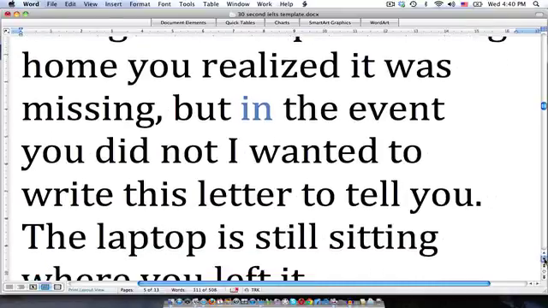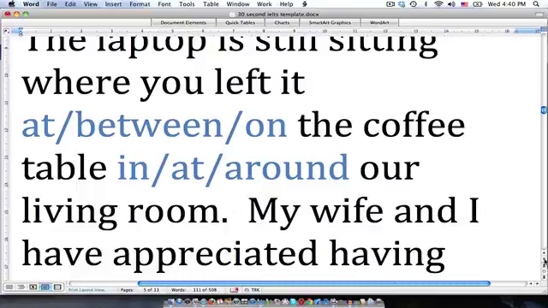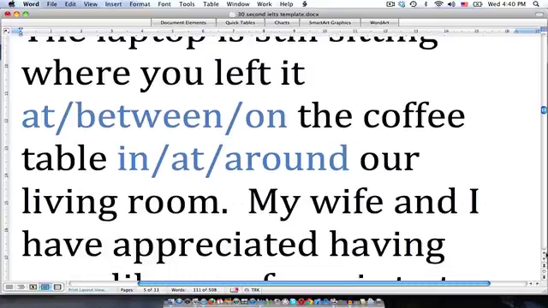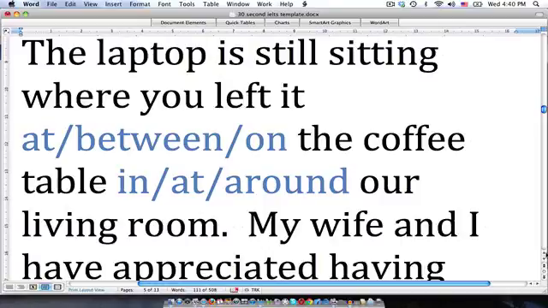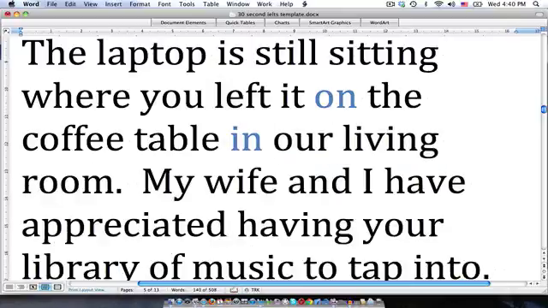The laptop is still sitting where you left it, between on the coffee table, around our living room. Okay, of course the first one is on the coffee table, and the second one is in our living room. The coffee table wouldn't be around the living room. That wouldn't make sense. My wife and I have appreciated having your library of music to tap into.